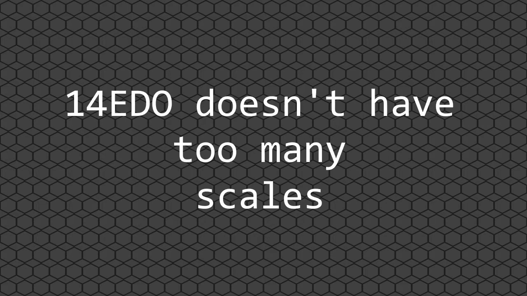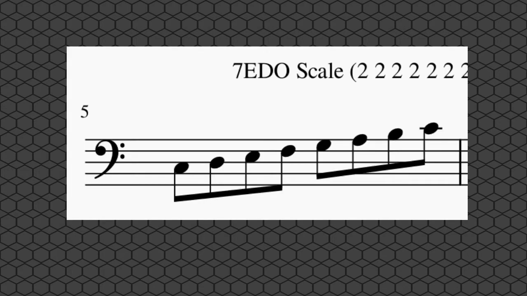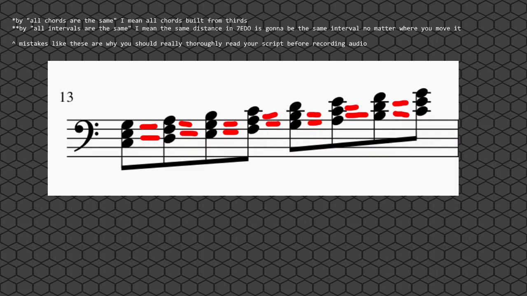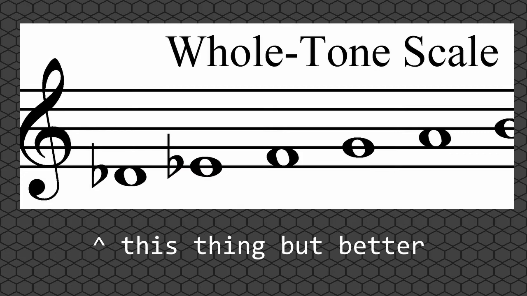Now, 14 EDO doesn't have too many scales, and the main one that people typically use in 14 EDO is 7 EDO, which is itself its own EDO. 7 EDO is effectively a neutral diatonic scale, which sounds very strange when played. It's also completely symmetrical, meaning that all chords are the same, all intervals are the same, and all modes of 7 EDO sound the same. It's kind of like the whole tone scale in 12 EDO if it was 7 notes and nowhere near as dissonant.